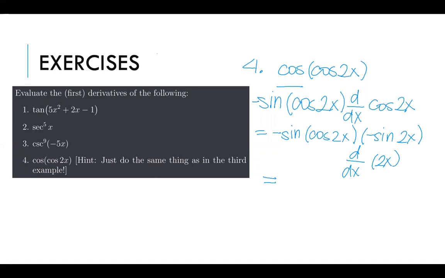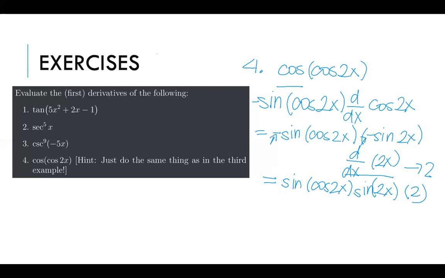Now, finally, we have negative times negative is positive. So these two will become positive. And we have sine multiplied by cosine 2x, sine 2x. Then finally, the derivative of this one is 2. So we have times 2.